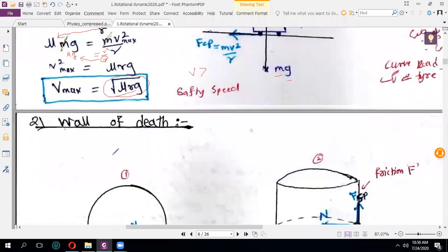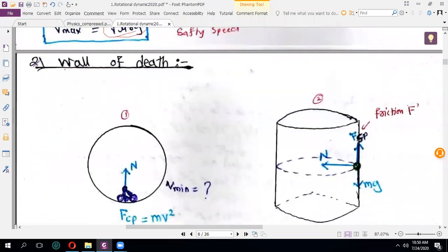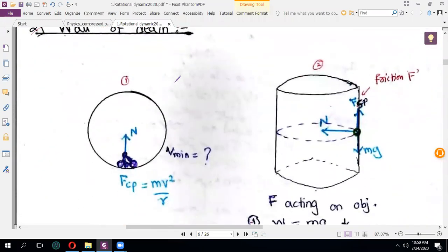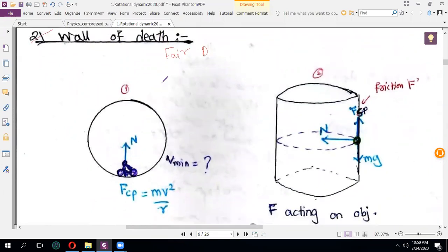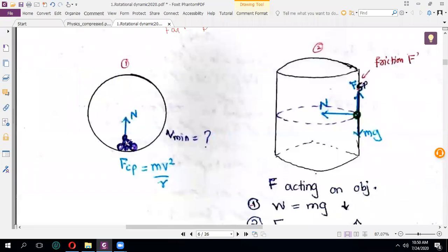Now the second example of circular motion. You know, in school, every year there is a fair. There is a Maut ka Kuan, which is also called death wall. In English, we say wall of death or death wall. Now you see, in the death wall, the car is moving on the circular wall. Now, how much speed is required for that person to move on the wall?